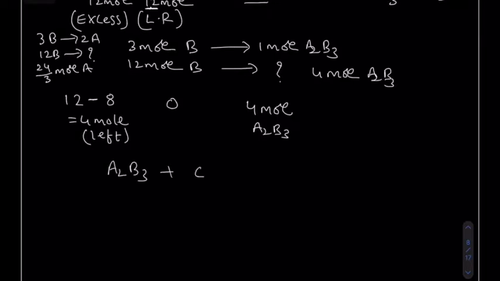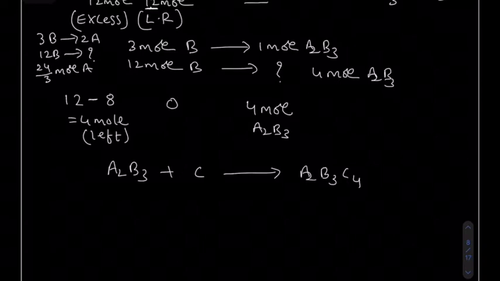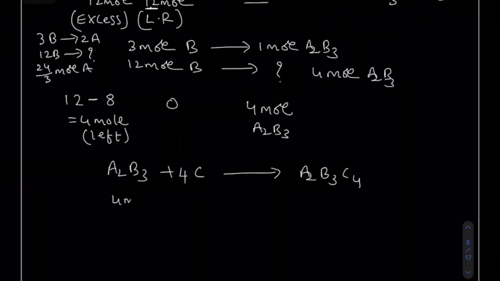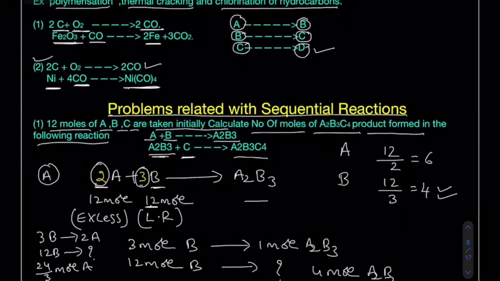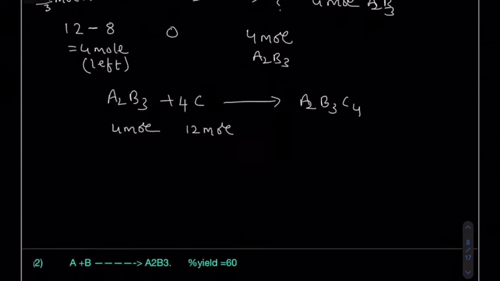A2B3 reacting with C to give C4. Now here on the right hand side, carbon atom C will be 4, so the left hand side should be 4. So it is now balanced. Now how many moles of A2B3 in the first reaction formed? 4 moles. How many moles of C taken? 12, because in the question A, B, C each are 12 moles. Are you getting my point?